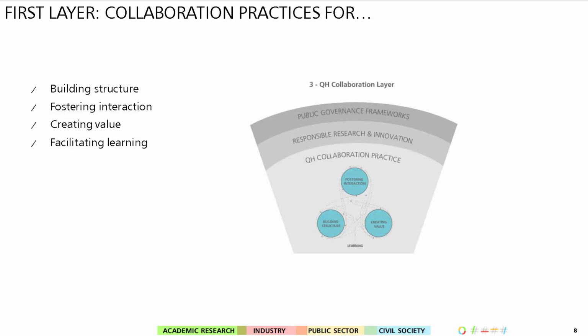So this first layer, the collaboration practice, is really central because quadruple helix theory is currently very much at a meso or even a macro level. It looks at societal interactions from a very far away perspective. We want to get into the micro level of collaboration practices. And we are especially interested in understanding the very basics of the collaboration, looking at how people involved in these collaborations build a structure of collaboration.